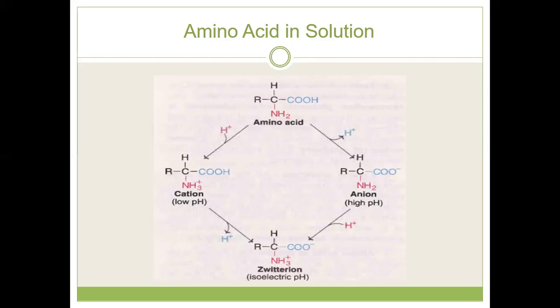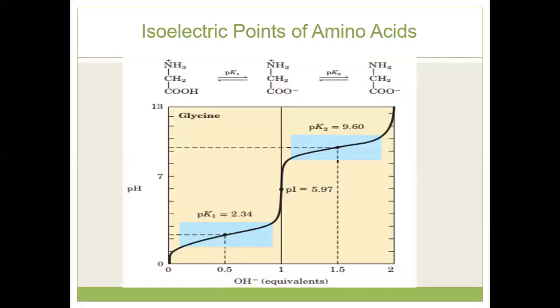While at a particular pH we call isoelectric pH, the amino acid will exist in the form of the zwitterion, where you have the carboxyl group losing a proton, and then the amino group accepting a proton. So the carboxyl group will have a negative charge, and the amino group will have a positive charge. And that brought us to what we call the isoelectric point or isoelectric pH.